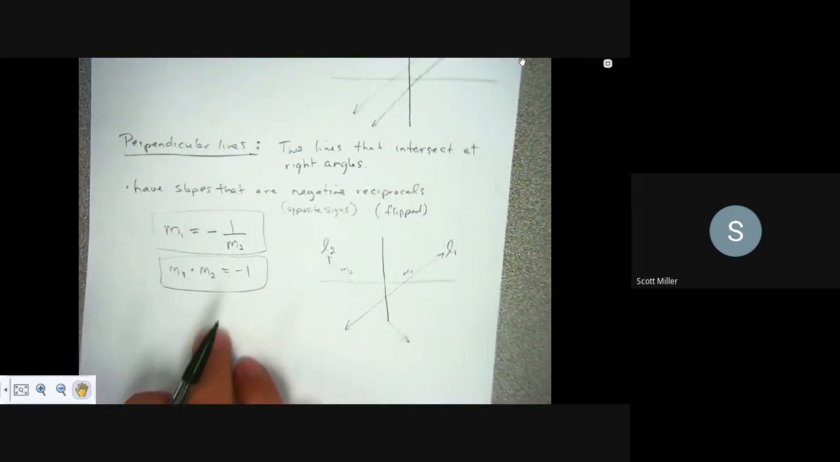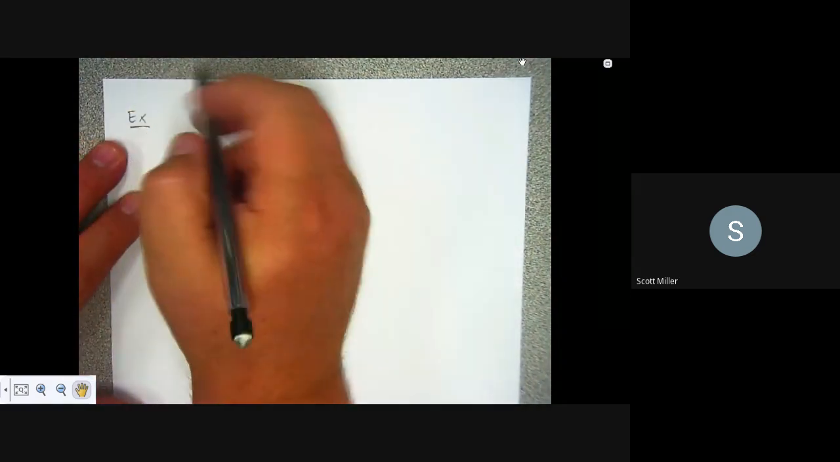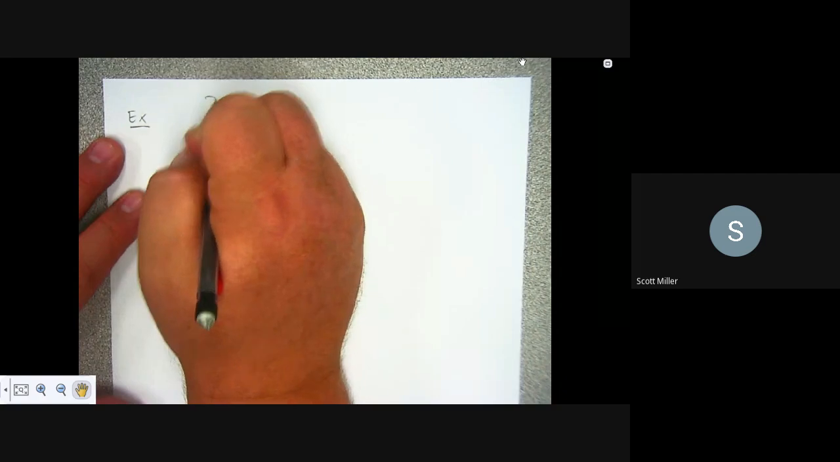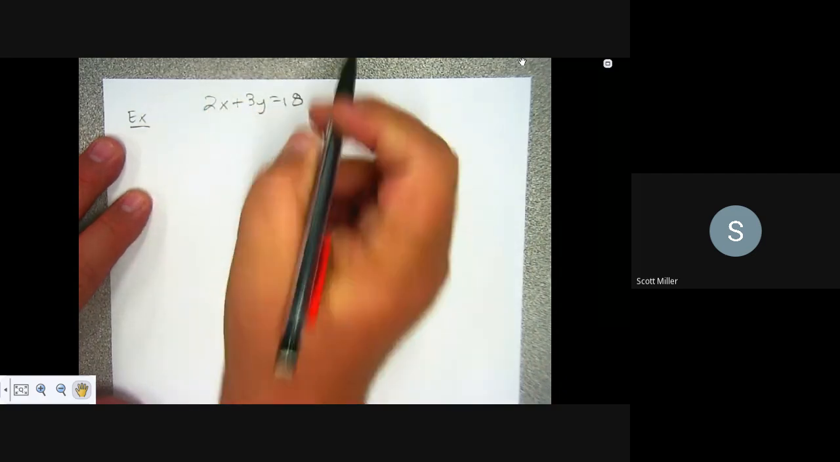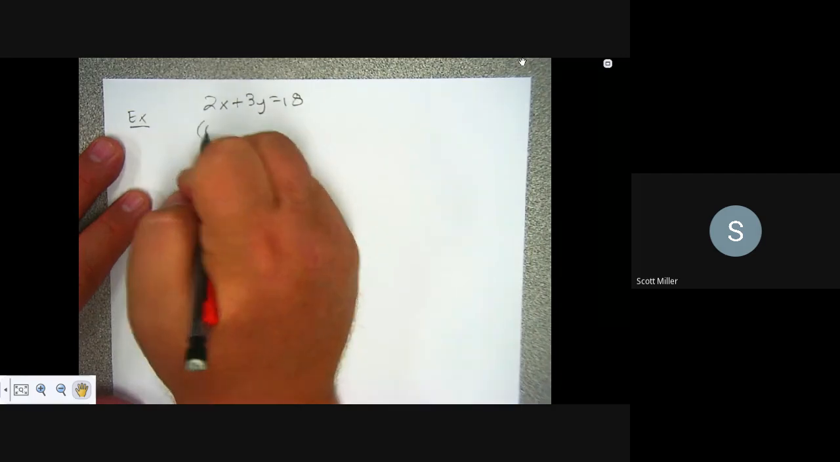Now, here's some additional stuff. I'm going to give you an example on the back side here. So here's an example that I will walk you through. So here's a line, 2x plus 3y equals 18. And here's a point, (6, 4).